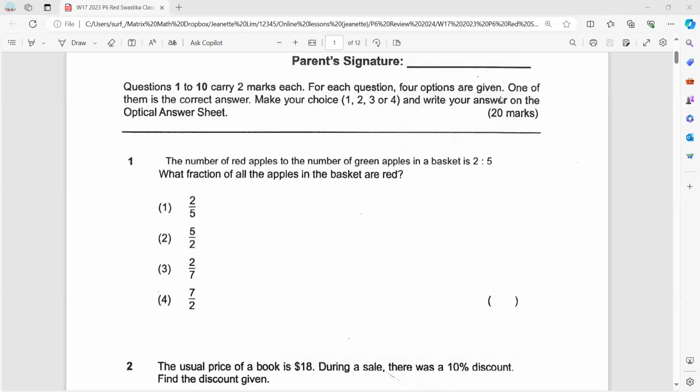Let's look at question 1. The number of red apples to the number of green apples in the basket is 2 to 5. What fraction of all the apples in the basket are red?